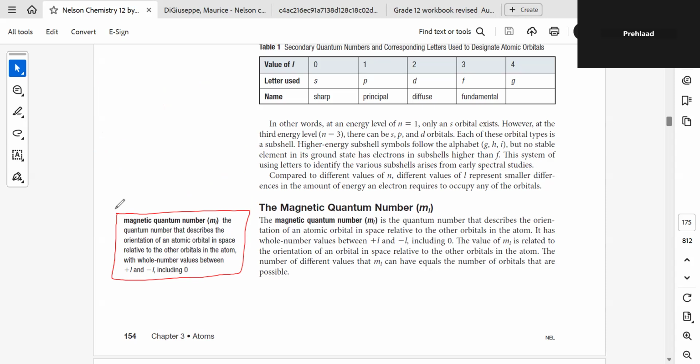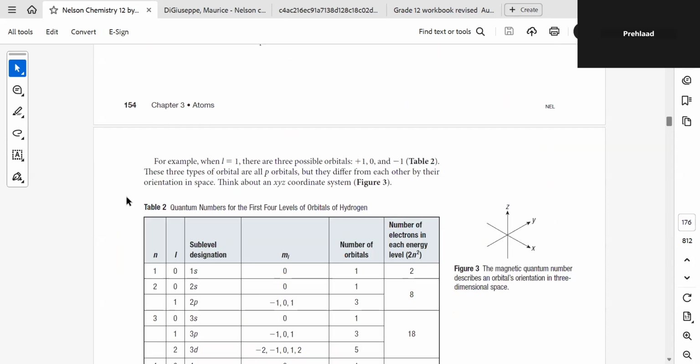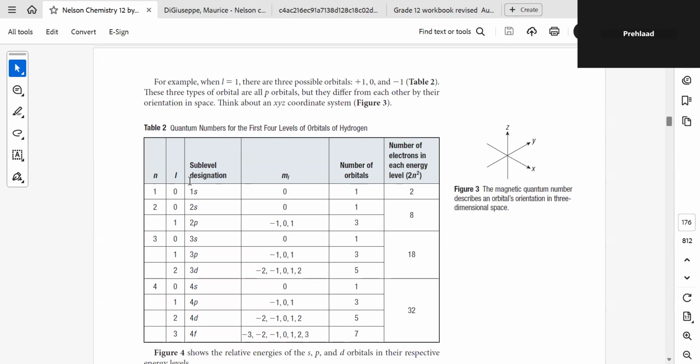So that becomes the definition of the magnetic quantum number. It is the quantum number that describes the orientation of an atomic orbital in space relative to the other orbitals in the atom, with whole number values between plus L to minus L including 0. So can you write down this table?